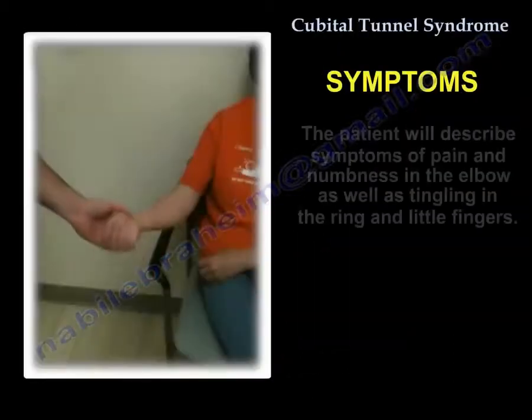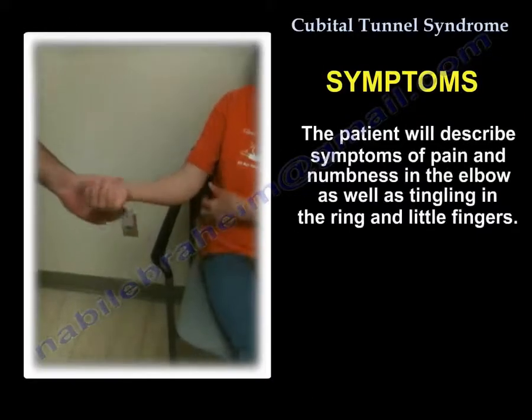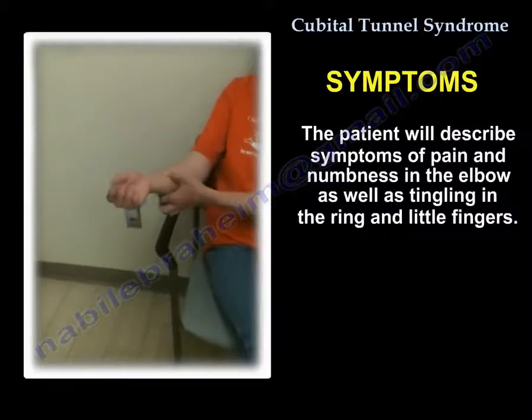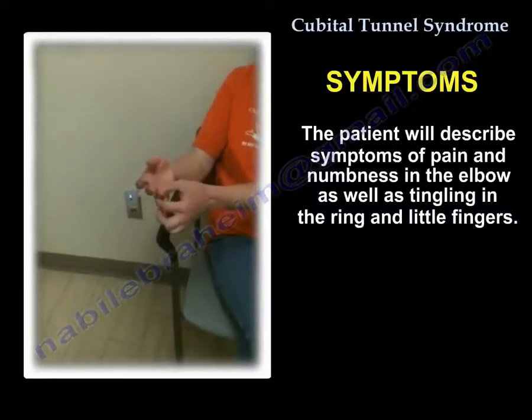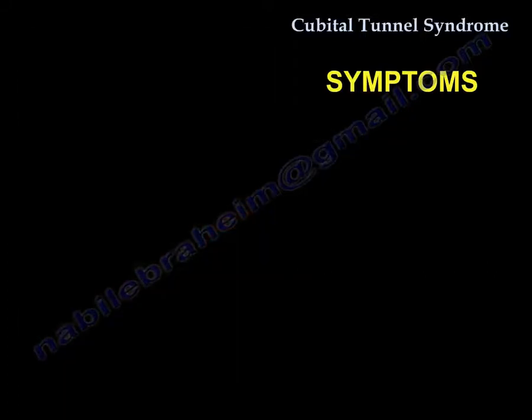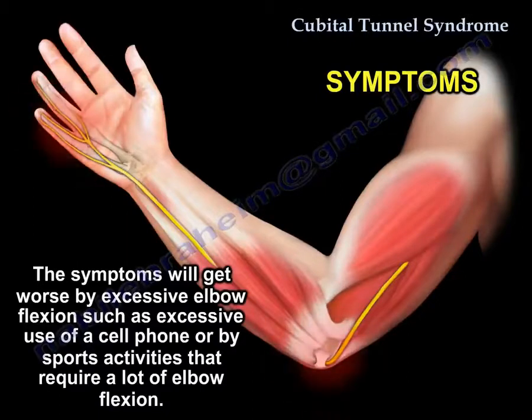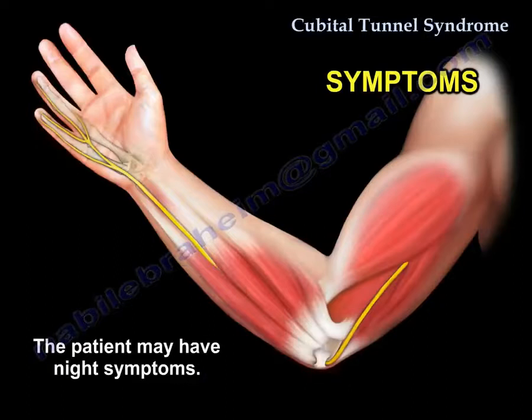The patient will describe symptoms of pain and numbness in the elbow, as well as tingling in the ring and little fingers. The symptoms will get worse by excessive elbow flexion, such as excessive use of cell phone, or by sports activity that requires a lot of elbow flexion. The patient may get night symptoms.